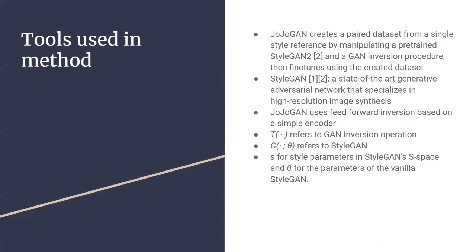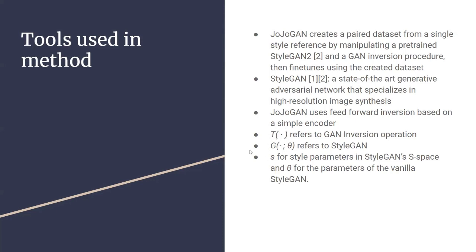If you don't know what StyleGAN is, it's a state-of-the-art generative adversarial network that specializes in high-resolution image synthesis. And the kind of inversion that JoJoGAN uses is called a feed-forward inversion. This kind of inversion is based on a simple encoder. The following points will be referenced in the following slides.